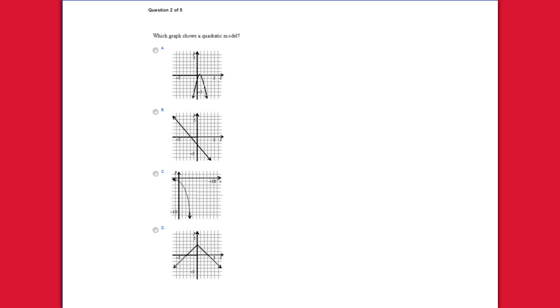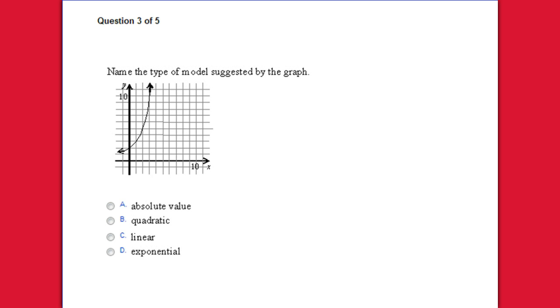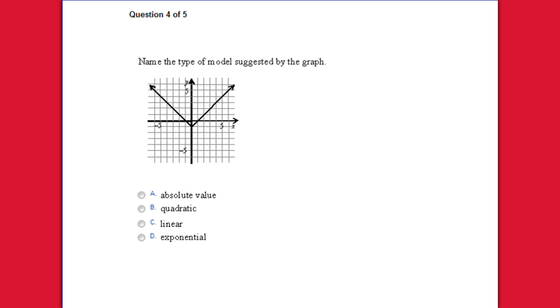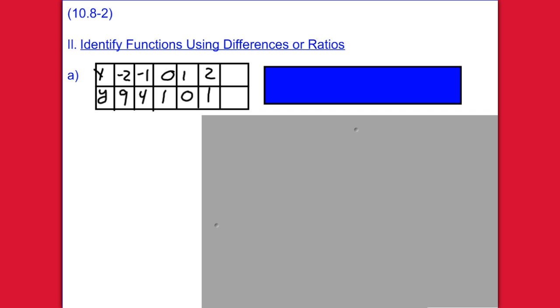Which graph here shows a quadratic model? 3, 2, 1. Good, you know that. Which graph here, or what is this graph called? 3, 2, and 1. Exponential. That's right. And name the type of model suggested by this. I just showed you a sample of this. 3, 2, and 1. Absolute value. And finally, this one here, which one shows an exponential model? 3, 2, and 1. Good. Exponential in a negative kind of way, right?